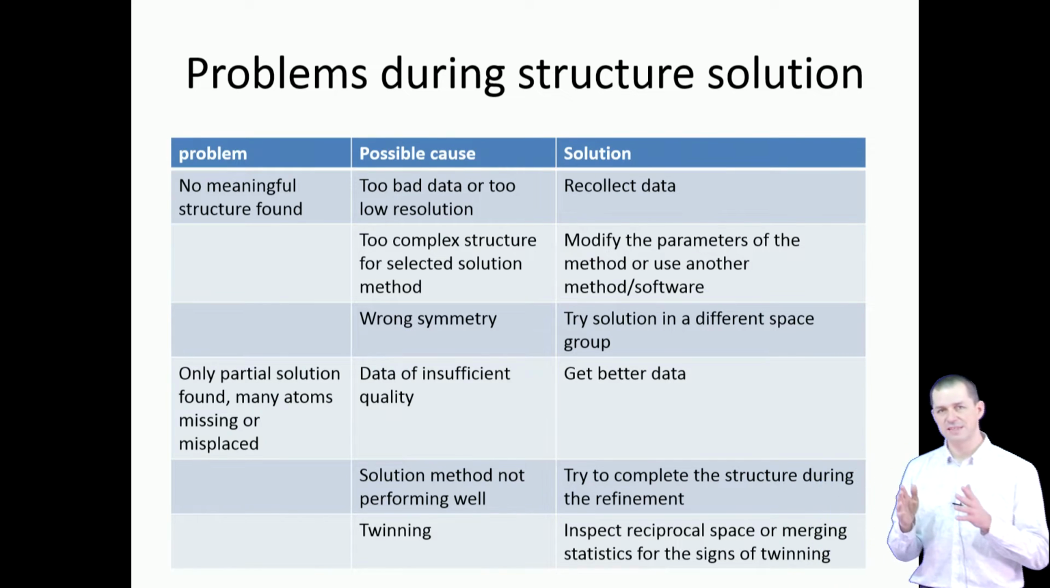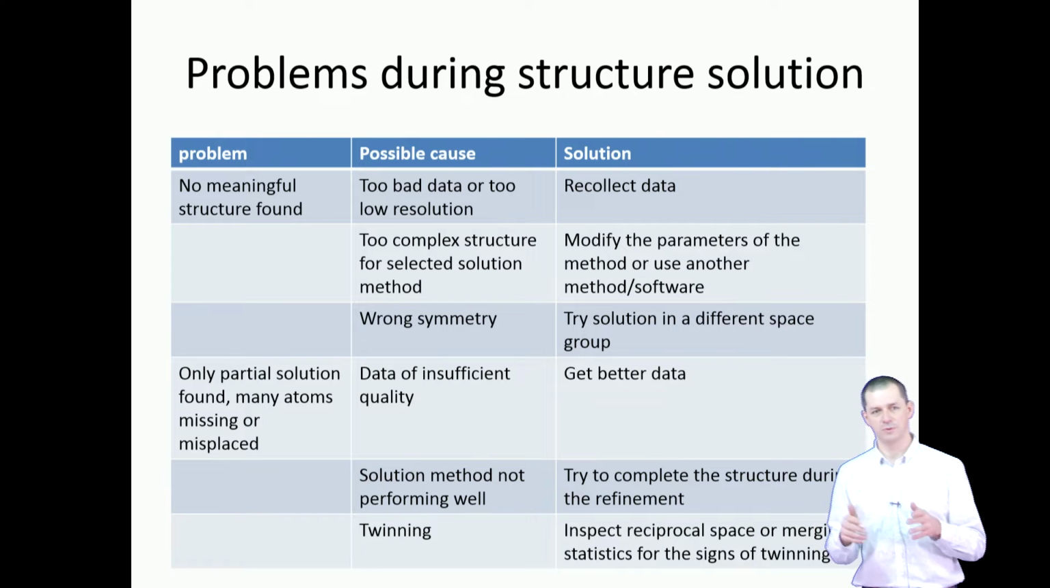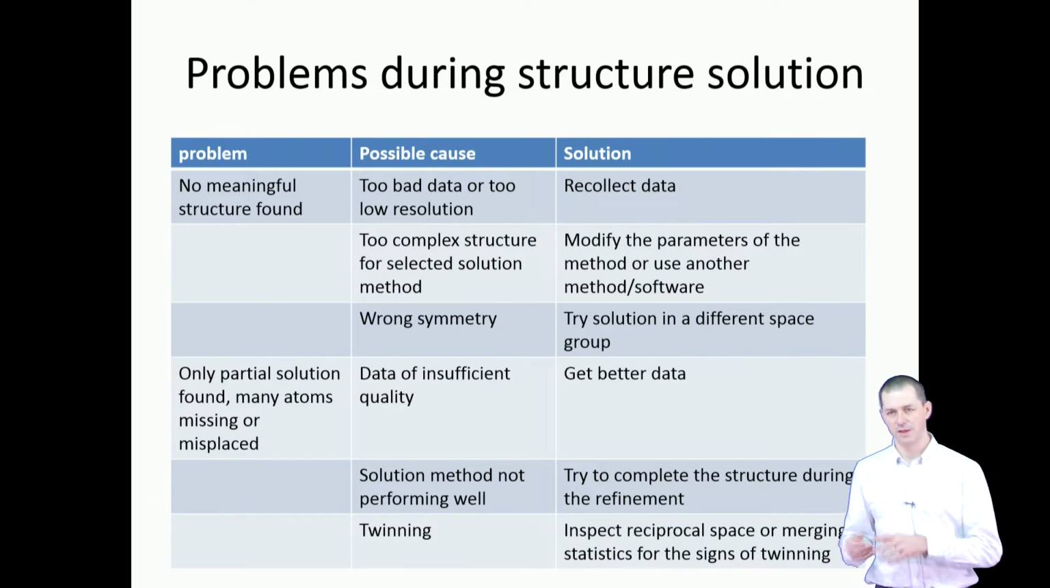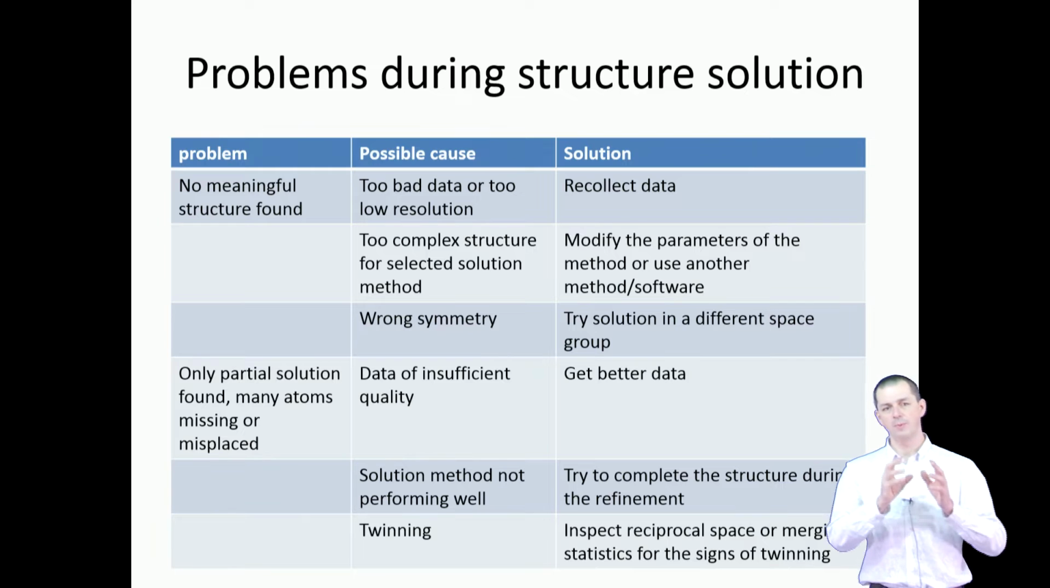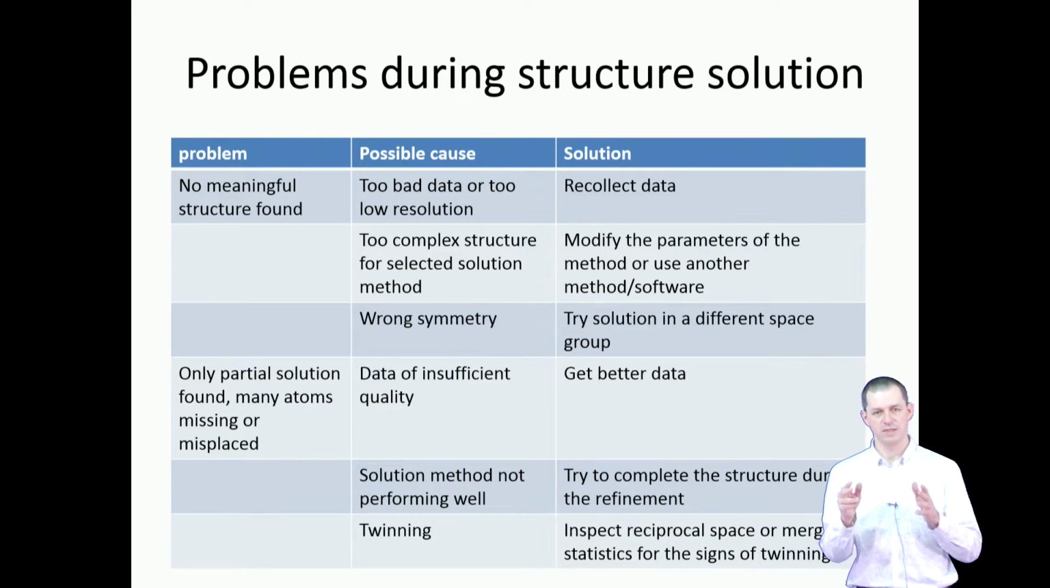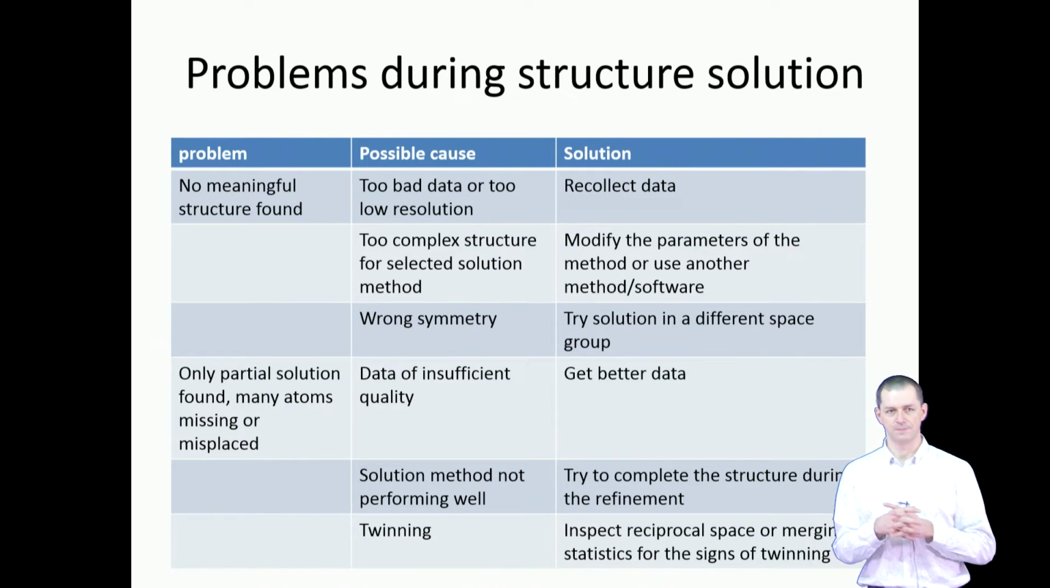And then the next step in the structure determination process is the structure refinement. And this is an optimization step where you have your approximate structure model coming from the structure solution step, and you optimize the model to give you the best match with the data. So the structure refinement follows structure solution.